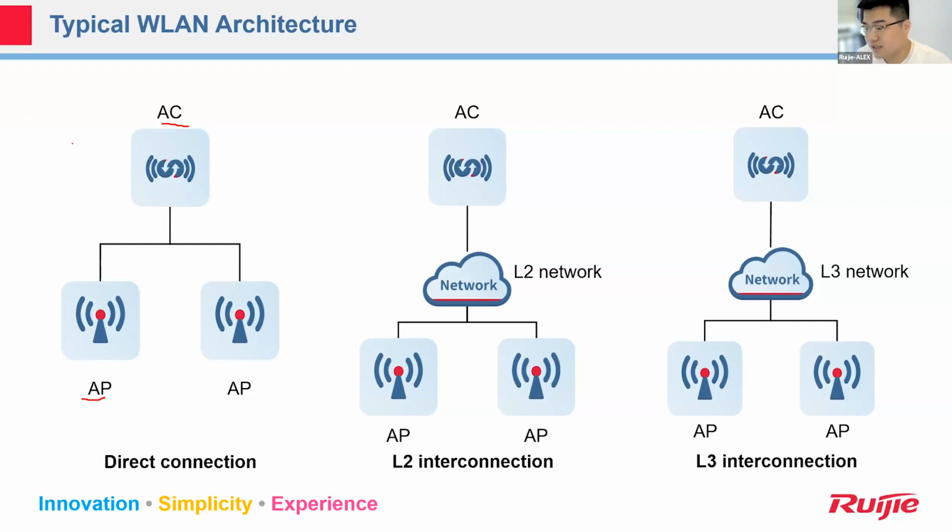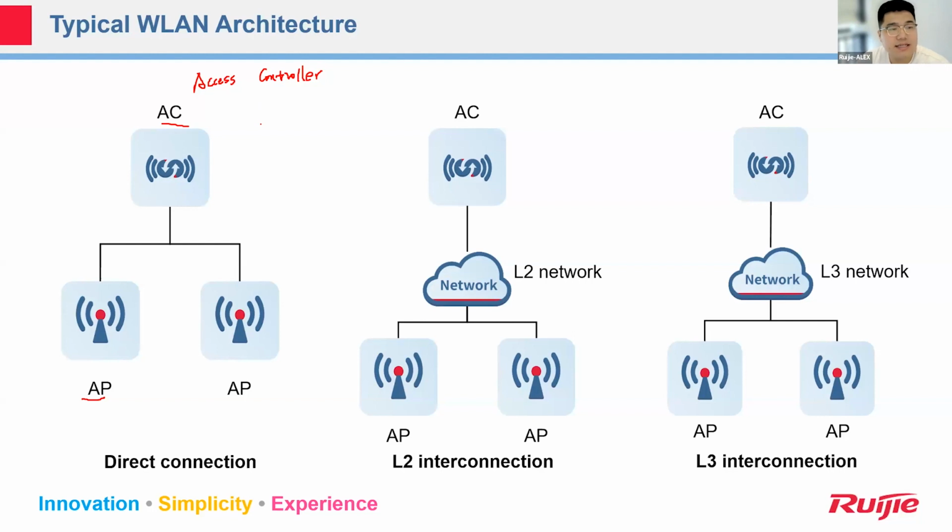Sorry, I see a question in the group chat. It asks what AC means, right? AC is the access controller, which is responsible for the control of all APs, and in some cases, it's also responsible for data forwarding, based on the data forwarding mode in the WLAN. Later we will use it.